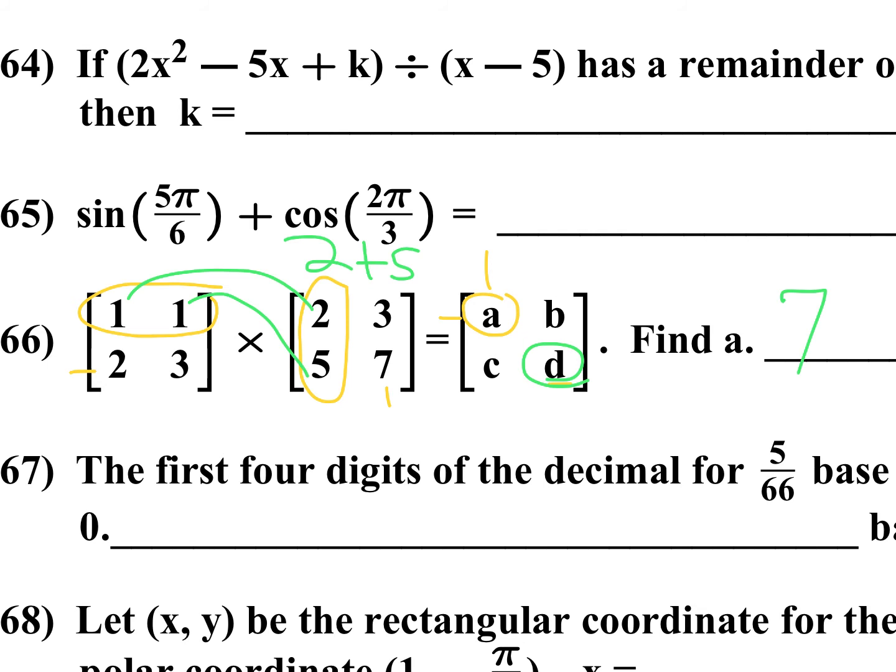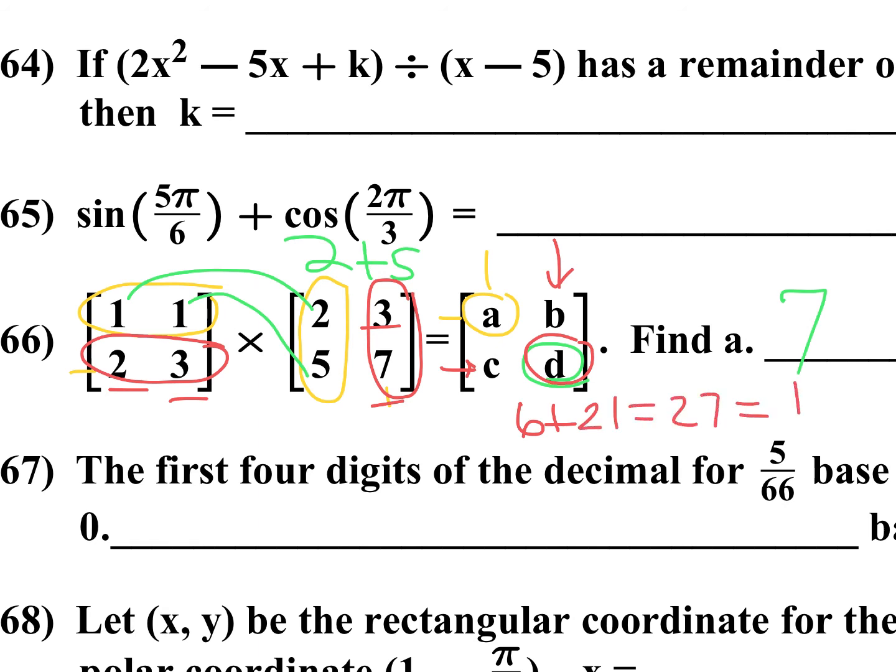Okay, 10 seconds are up. You should have an answer by now. D is in the second row, second column. So I have to take the second row here times the second column. So I'm going to have 2 times 3, that's going to be a 6. And then I'm going to have 3 times 7, which is 21, and I add those two. So that would be 27. So if they were asking for D, you know how to find D, and so on. And so that is number 66.